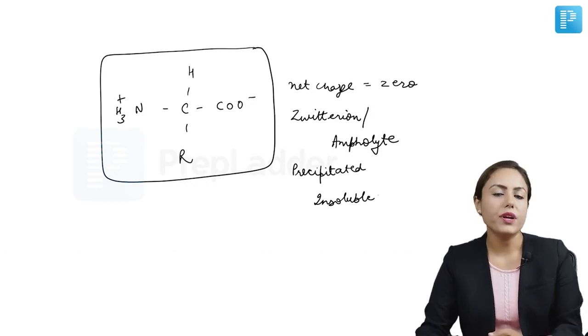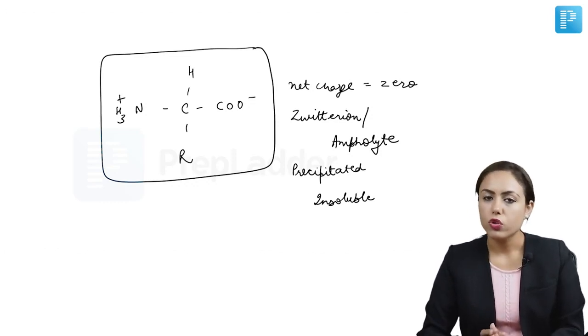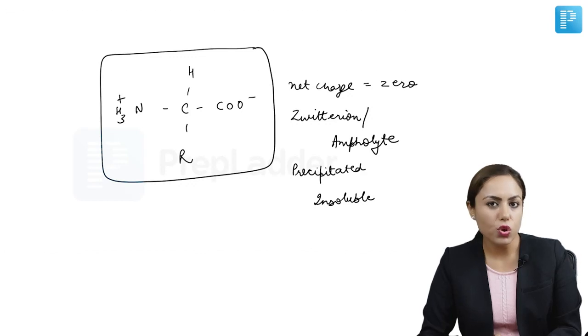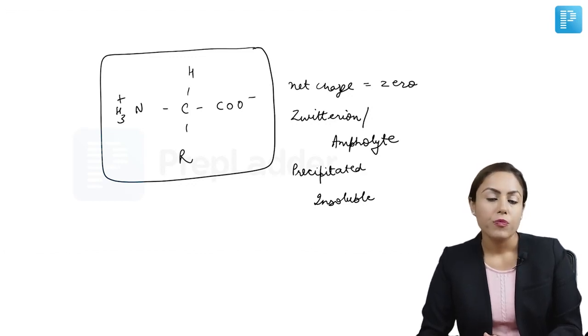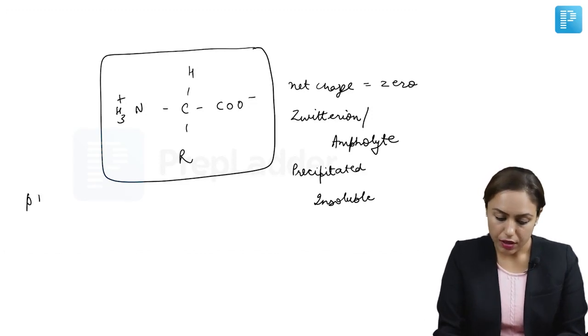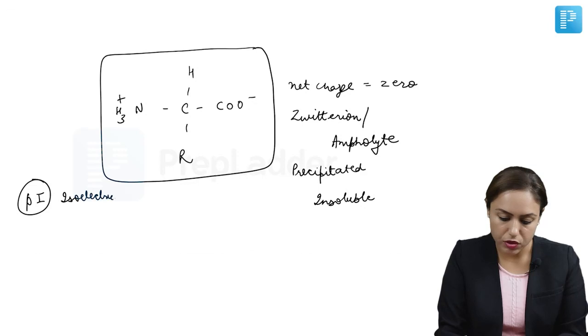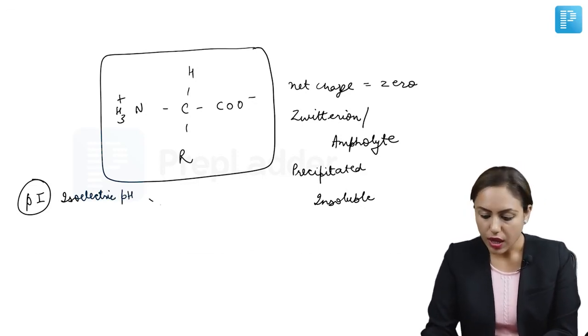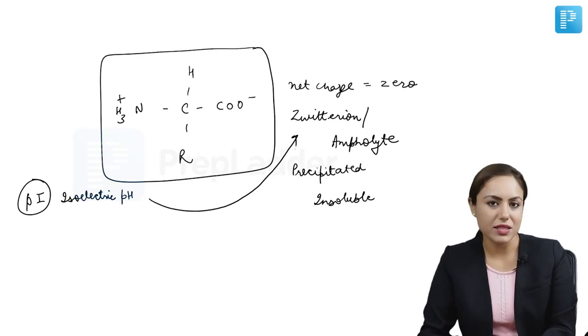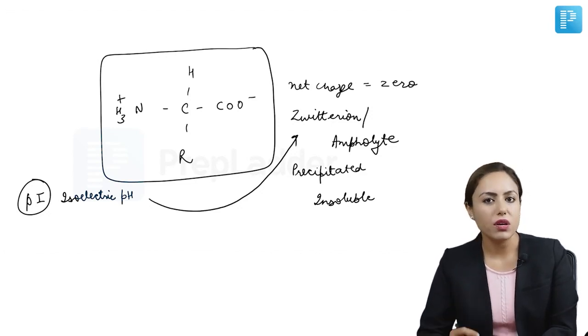Solubility is because of charges. When there is no charge, then it is insoluble, so it is precipitated out. Okay. Now, what is Pi? Pi is isoelectric pH. Isoelectric pH is that pH at which a Zwitter ion exists. Okay, I repeat, isoelectric pH is that pH at which a protein or amino acid will be precipitated, because here the Zwitter ion exists.